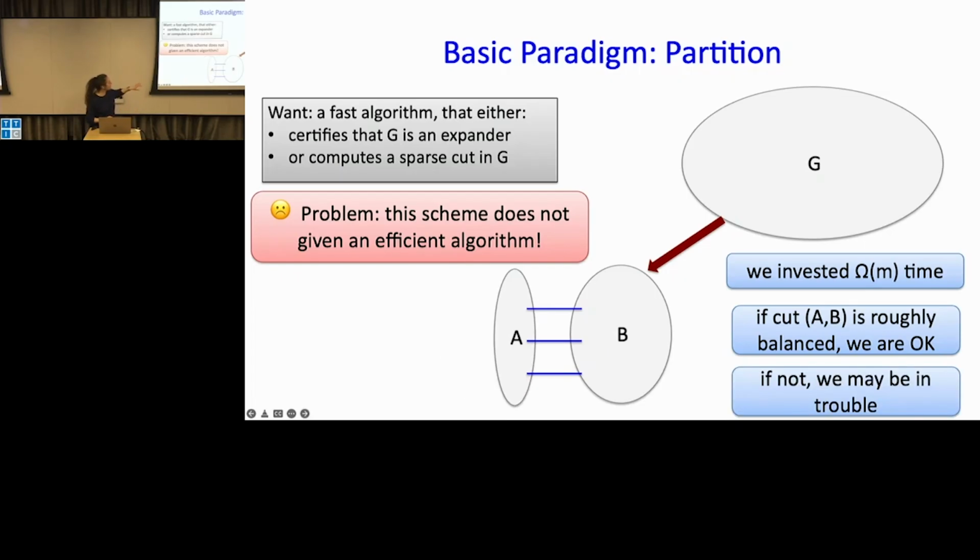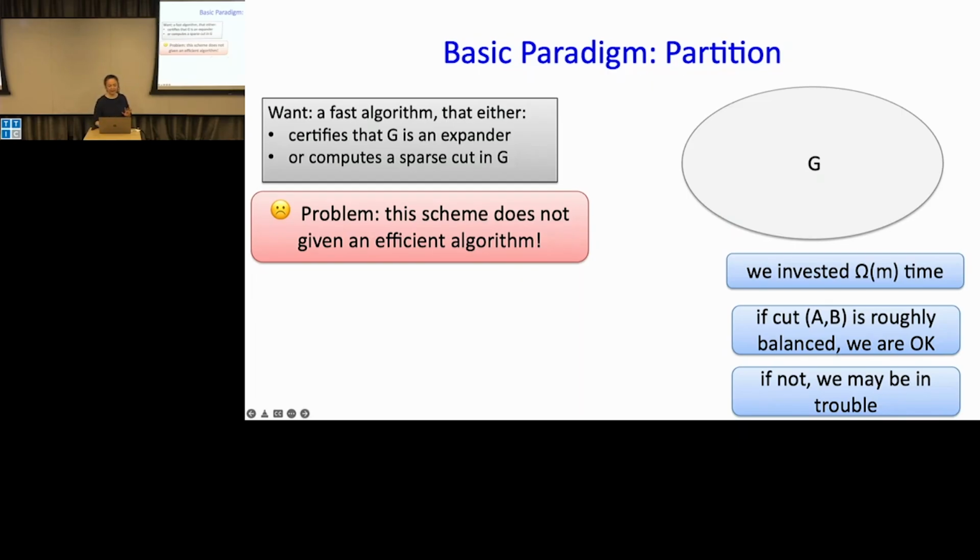So for example, A is much smaller than B. In this case, we may be in trouble, because again, we invested Omega(m) time, and all we did was take a small piece out of G. So this is now B, right? And then in the next iteration, maybe we again invest Omega(m) time, and we again take out a small piece of B, and of G, and so on. And so in the end, we can have a huge number of such iterations, and in every iteration we invest a lot of time, and this does not really give us an efficient algorithm.